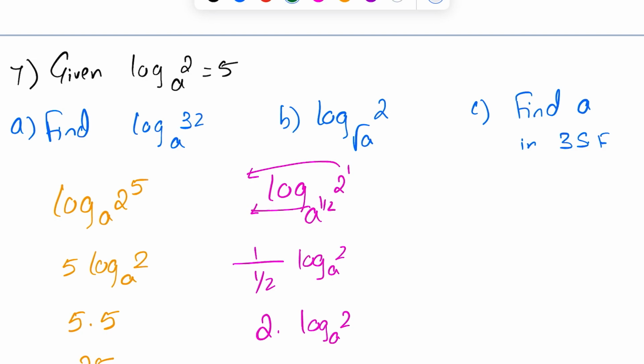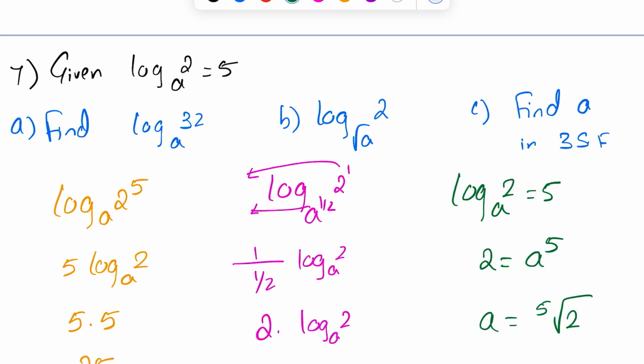Next, find a to 3 significant figures. So we know that log 2 to the base a equals 5. Converting logarithmic form into exponential form, 2 equals a power 5. A equals the fifth root of 2. So take the calculator and do that fifth root of 2. In three significant figures, it becomes 1.149. That's going to be the answer.